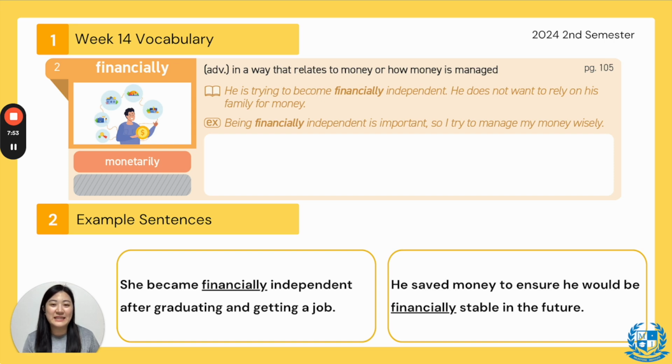Next one, it says he saved money to ensure he will be financially stable in the future. Very good. So also here, to be financially stable, meaning not struggling and not having problems with money, he had to save money and put it away sometimes. Financially stable.